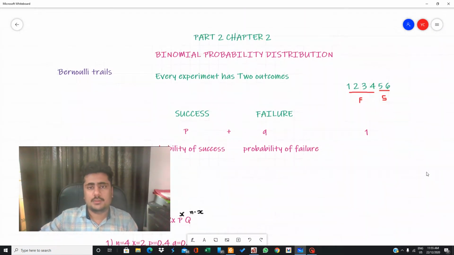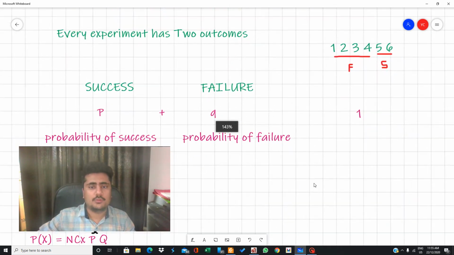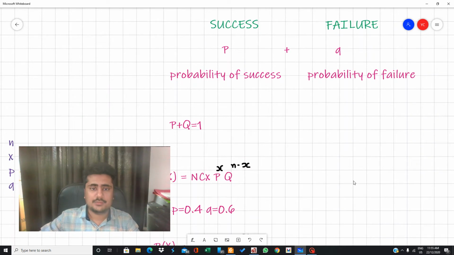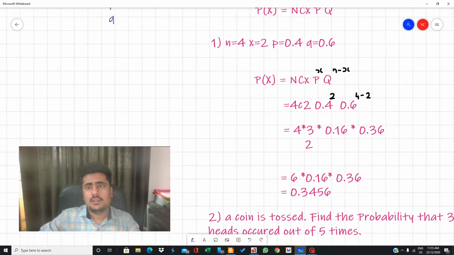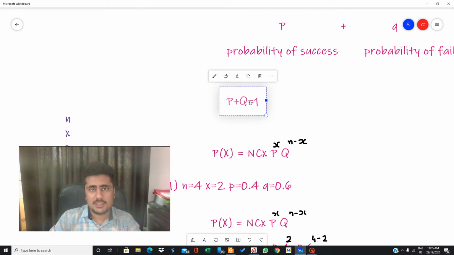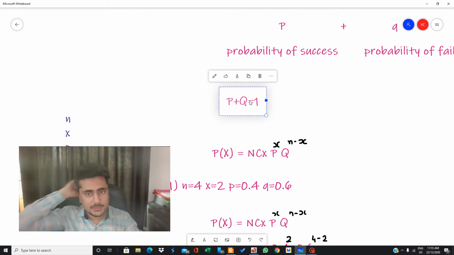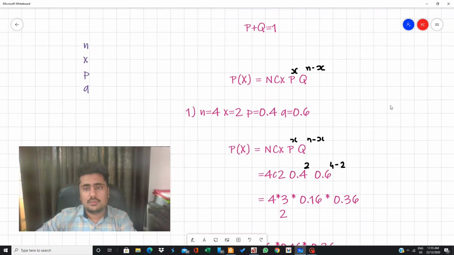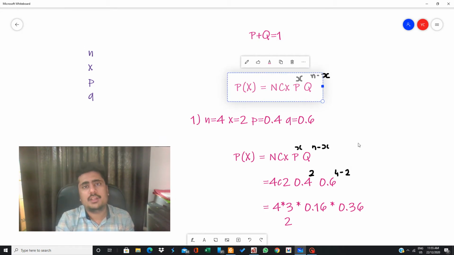We had started a topic binomial probability distribution. I told you what this topic is about. It has two factors: every probability is divided into two factors, that is success and failure. Success is termed as P and failure is termed as Q. So P plus Q is always equal to 1. Now for binomial probability distribution we had a formula: P of x is equal to nCx P raised to x Q raised to n minus x.